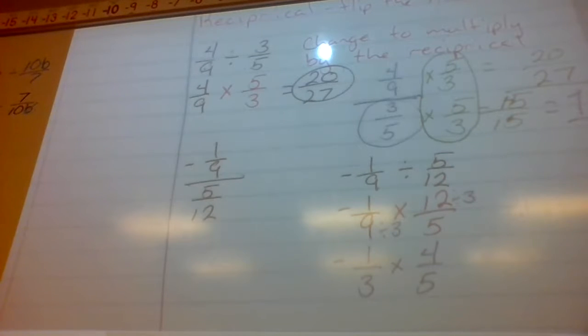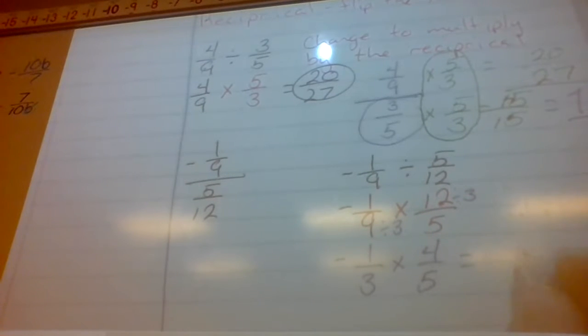Now what? Multiply. What's 1 times 4? 4. What's 3 times 5? 15. Is that our answer? No. Amelia said no. Why did Amelia say no? Why did she think it's not the answer? What does a negative times a positive make? A negative. Amelia, you were correct. You're our genius. That's not our final answer. Don't freak out on me.